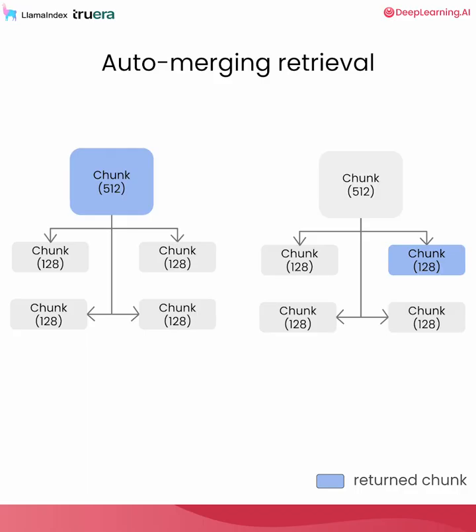The next advanced retrieval technique we'll talk about is the auto-merging retriever. Here, we construct a hierarchy of larger parent nodes with smaller child nodes that reference the parent node. So for instance, we might have a parent node of chunk size 512 tokens, and underneath, there are 4 child nodes of chunk size 128 tokens that link to this parent node.